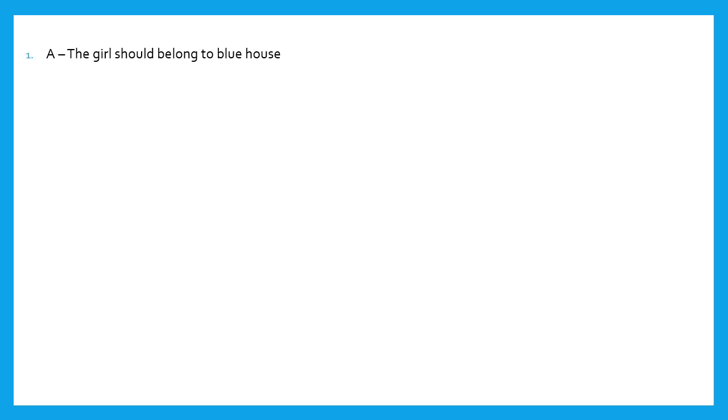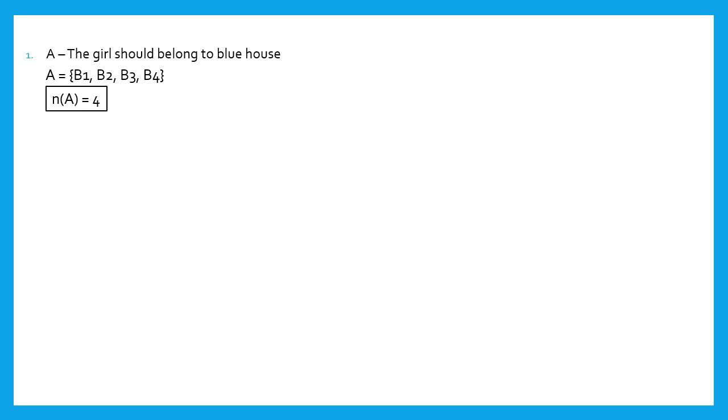Therefore, set A contains the candidates of blue house only. We have 4 candidates from blue house. Then let us write the points. A is equal to, in curly bracket, B1, B2, B3, B4. Therefore, total candidates in set A, that is N of A is equal to 4.